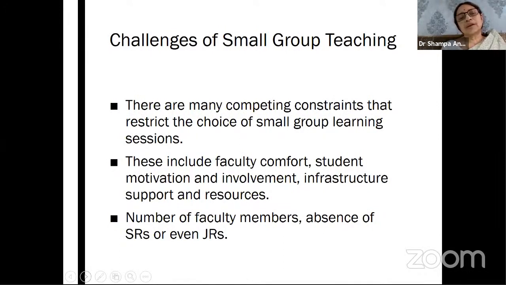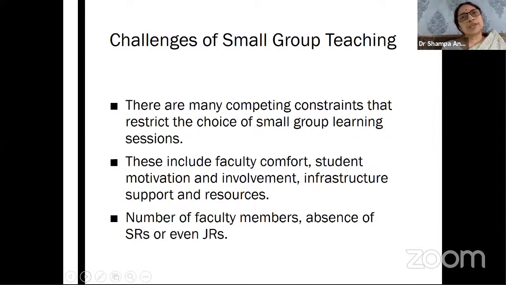So first is the faculty comfort. Second is, are the students motivated enough? If they don't read and come, then in these small group discussions the interactions will not be fruitful. If they just come and sit without having studied or without having gone through the portions that have to be taught. And infrastructure support is a big thing, because where will all this small group teaching take place?